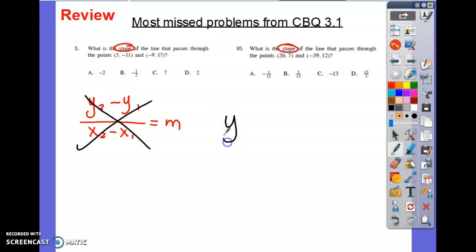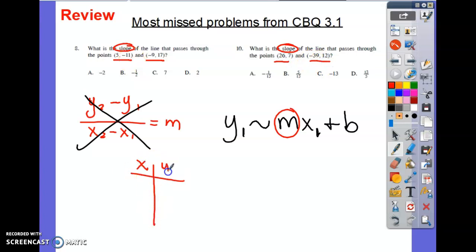Write it down. y1 approximately mx1 plus b. This is a 1. This is a 1. We're going to use that formula because we are looking for the slope. M is your slope, so it's going to give us the slope, right? So we're going to put this in a table. So let's do this one first. Put it in a table. X, Y. 5, -11, and -9, 17.